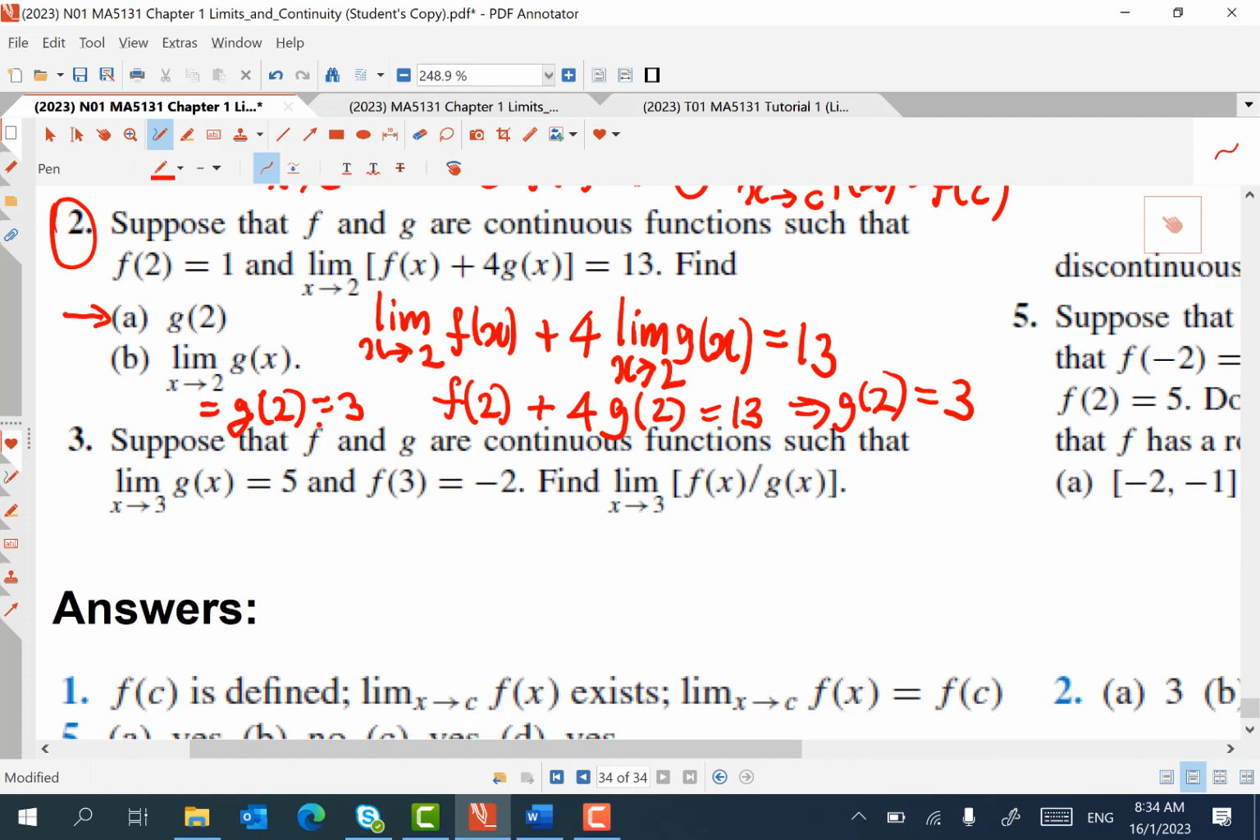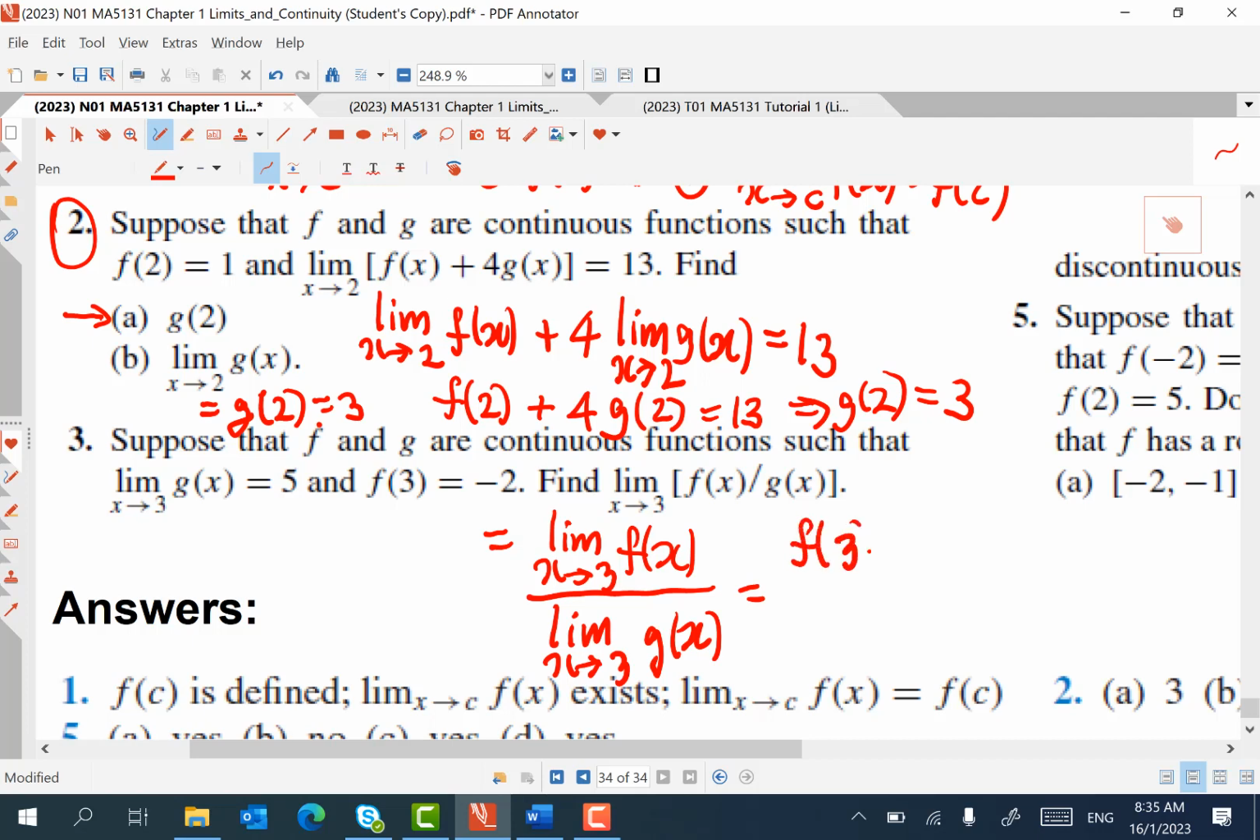Okay, for the next question, the third boy at the back. How do you do this question? Are you saying this? Okay. And then the limit for the function f is, because they are continuous, this is just f of 3. And then given a limit.